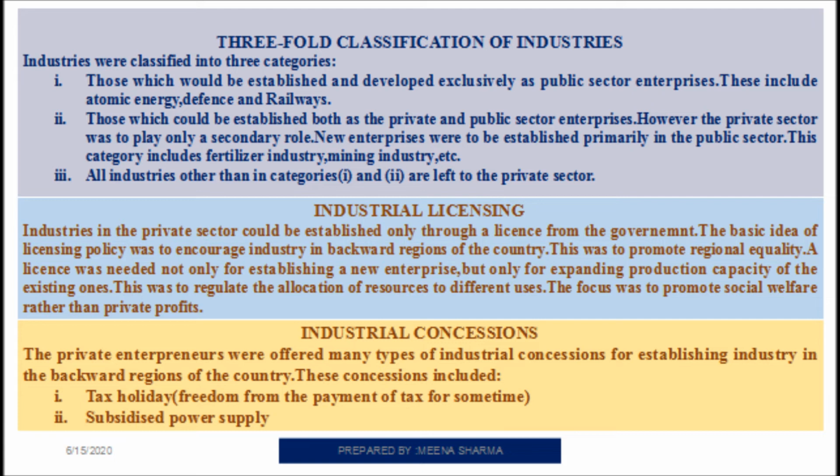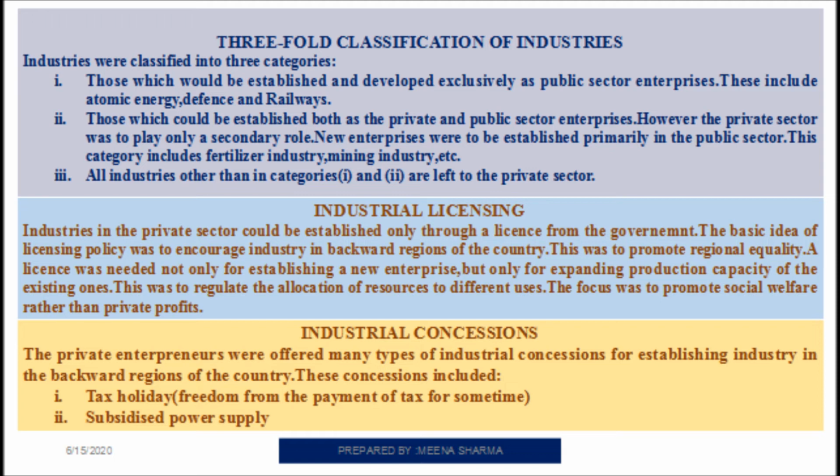Industrial licensing. Industries in the private sector could be established only through a license from the government. The basic idea of licensing policy was to encourage industry in backward regions of the country. This was to promote regional equality. A license was needed not only for establishing a new enterprise, but also for expanding production capacity of the existing ones. This was to regulate the allocation of resources to different uses. The focus was to promote social welfare rather than private profits.